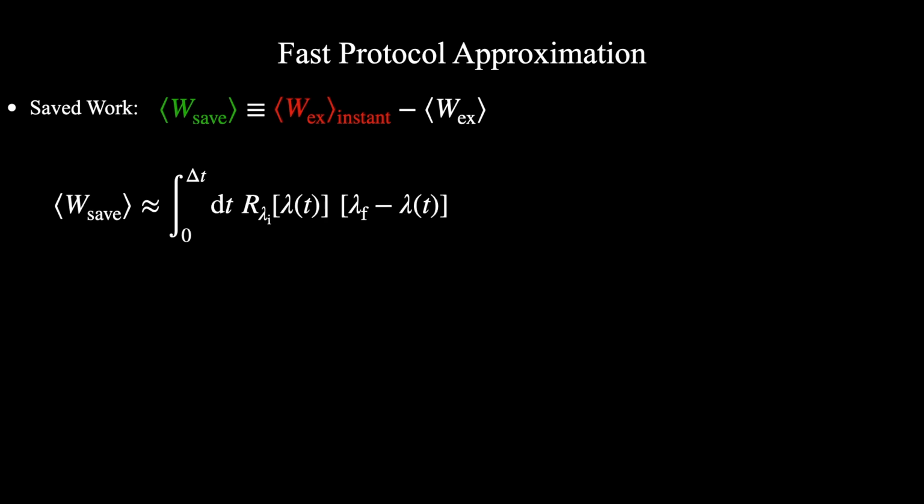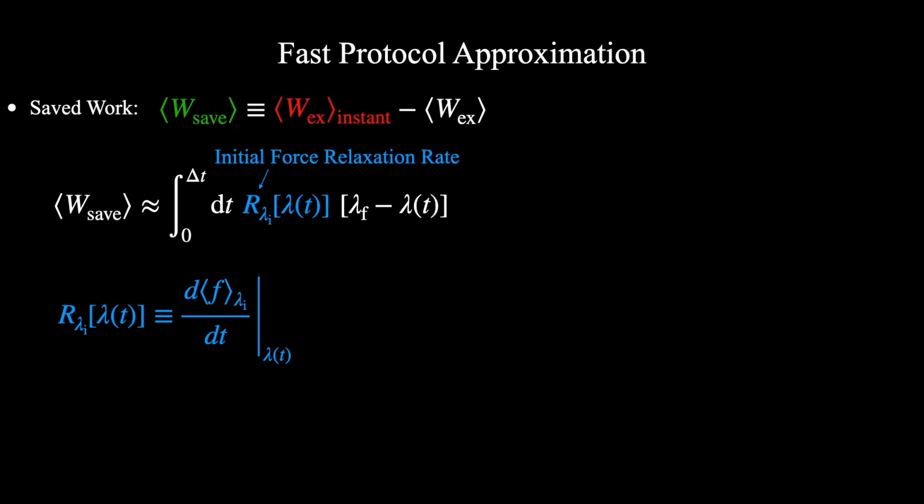So in particular, we have an approximation for this saved work in terms of two terms. This first one is the initial force relaxation rate, which describes how quickly you relax towards equilibrium. And this second term is the control parameter distance. It sort of quantifies how far you are going. Now our goal is to maximize the saved work and hence have the maximum energetic efficiency.